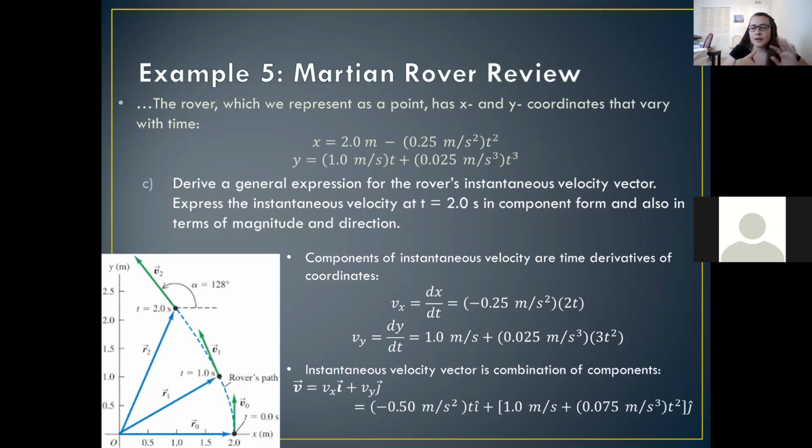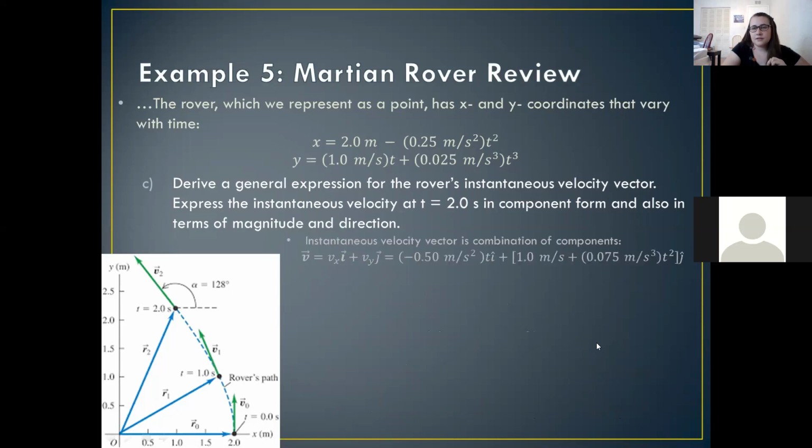Okay, so I went ahead and multiplied those out, and that means our instantaneous velocity vector, the combination of those two components, vx in the i-hat plus vy in the j-hat. Vx in the i-hat gave us this, negative 0.5 times t, plus our y component in the j-hat. Okay, and we multiplied 0.025 times 3 to get 0.075 times t squared. Okay, so that's one thing that it asked us to find.